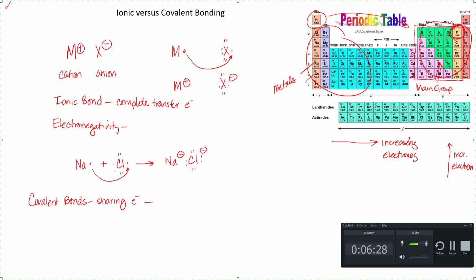And elements that are on the left-hand side of the periodic table have very low electronegativities. Elements on the right-hand side have very high electronegativities. So you get ionic bonding when you take something with a low electronegativity and something with a high electronegativity, and that causes the electron to transfer. If we took, for instance, a carbon and an oxygen atom, or carbon and a hydrogen atom, what we end up doing is sharing electrons.